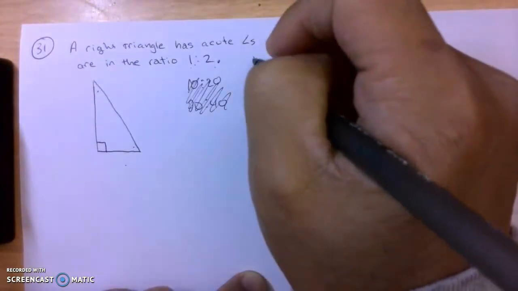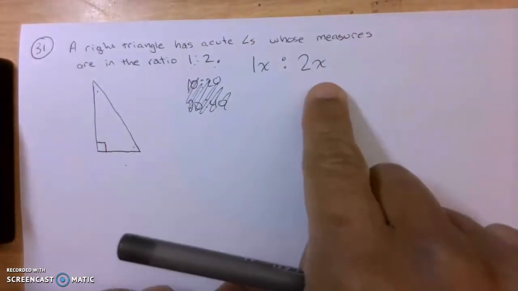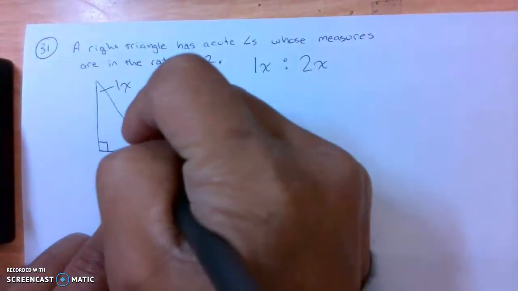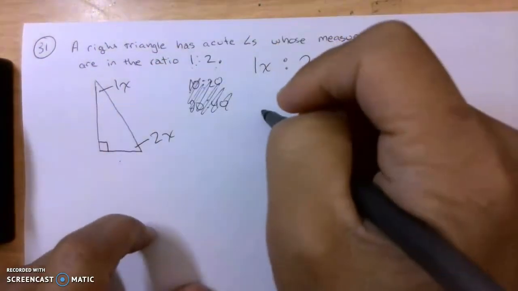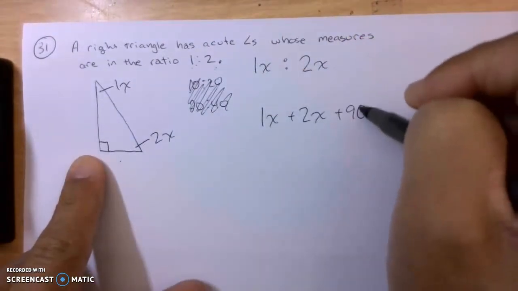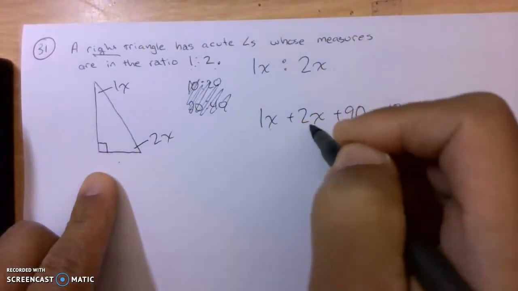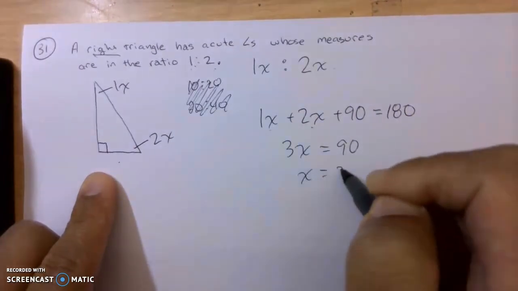I'm going to give myself a variable, 1 part to 2 parts. So I'm using 1x to 2x. And so this angle is 1x, and this angle will be 2x. And I know all triangles add up to 180, so I'll just say 1x plus 2x plus 90 degrees, because it's a right triangle, is equal to 180. 1 plus 2 is 3x. I'll minus the 90 the other side, and x is 30.